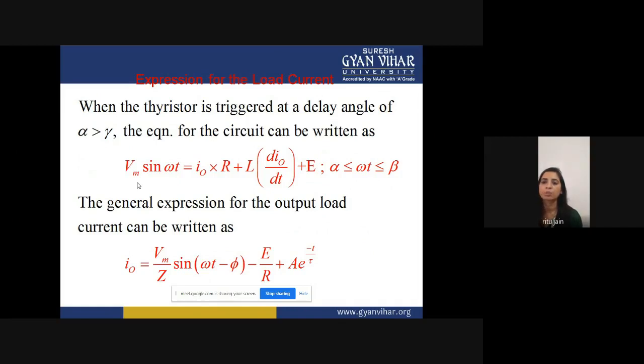So the general expression for the output load current can be written as I naught is equal to Vm upon Z sin omega t minus phi, minus E upon R, plus A e to the power minus t upon tau. So you can easily get the output voltage waveform and the output current by these equations.